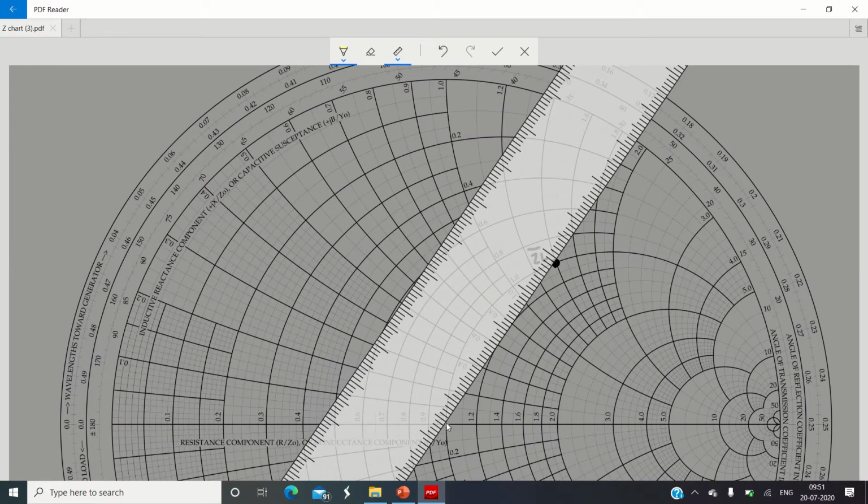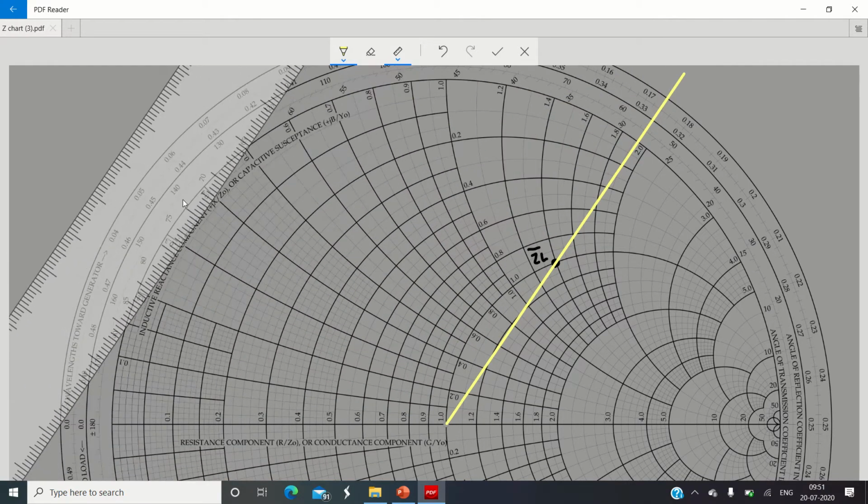You start from the Z0 point, the center of the Smith chart, and draw along with me a straight line passing through ZL bar, and extend that line on the periphery till here. Remove the scale. Here we observe we have drawn a straight line passing through the center of the Smith chart. Now I will denote the center of the Smith chart as the matched point, because our ultimate aim is to reach the center of the Smith chart. So this represents Z0, the center point of the Smith chart.